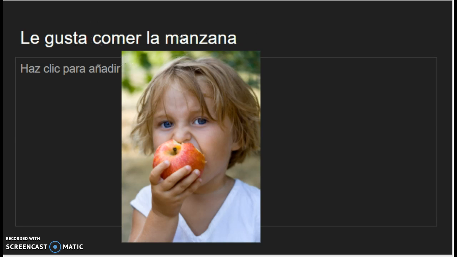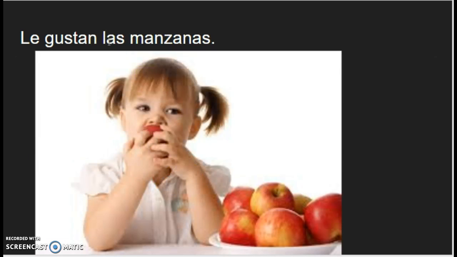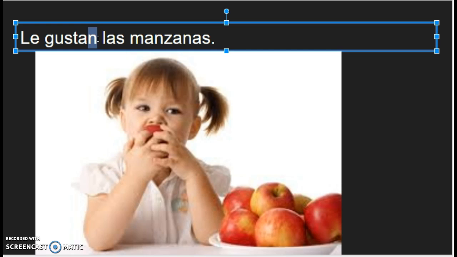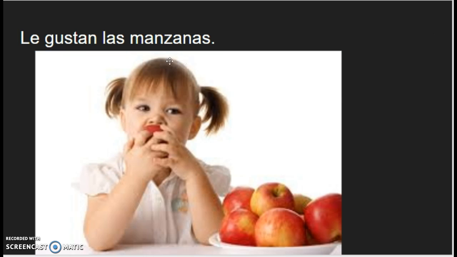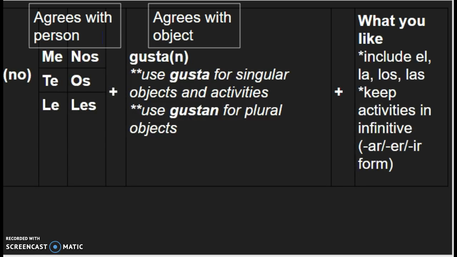So here it's the activity rather than an object. I still have gusta, then I have le, which is my pronoun. So eating the apple is pleasing to her. Next example, le gustan las manzanas. So the apples are pleasing to her. So this time you'll notice that we have gustan instead of gusta. Whenever it's a plural object, you're going to use gustan rather than gusta.